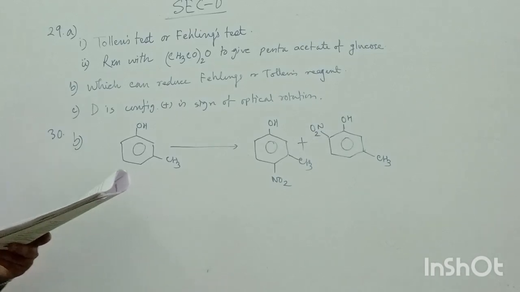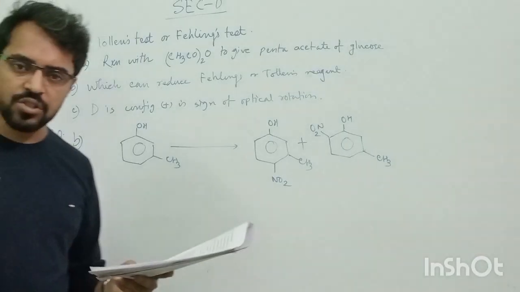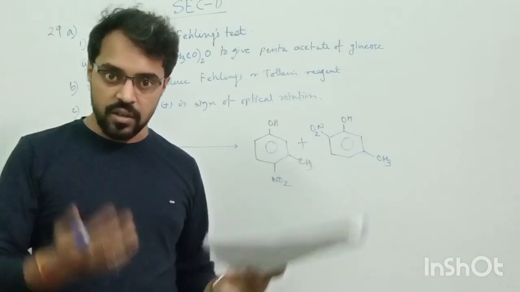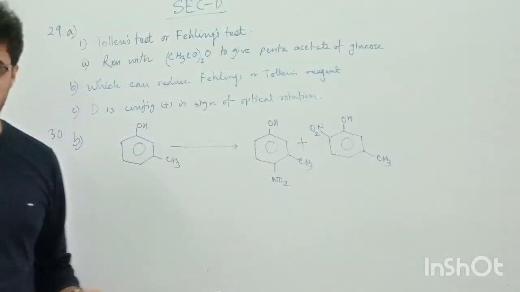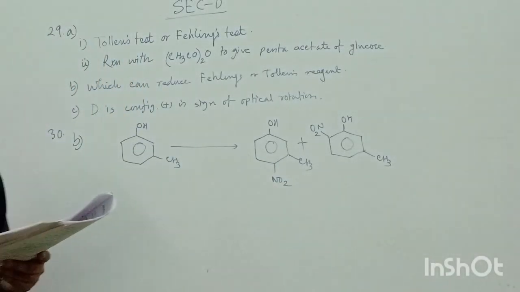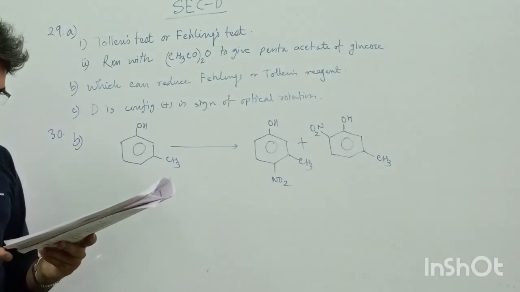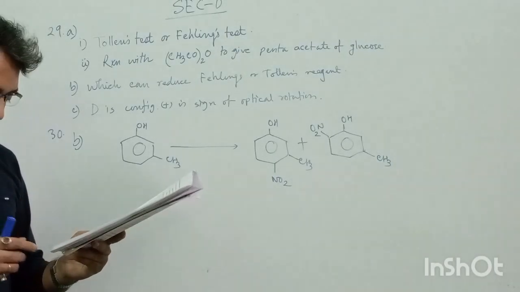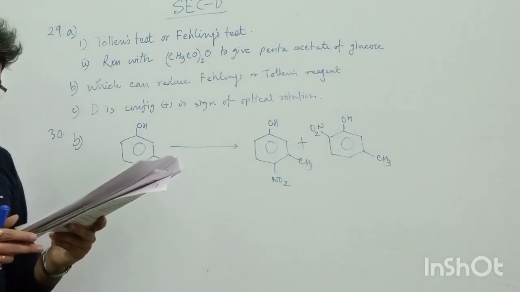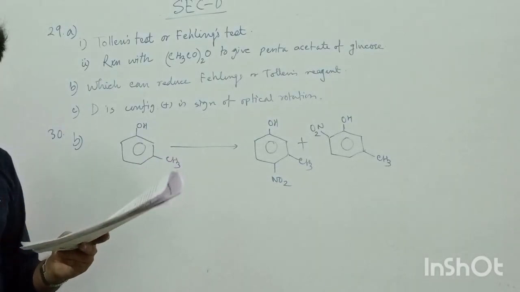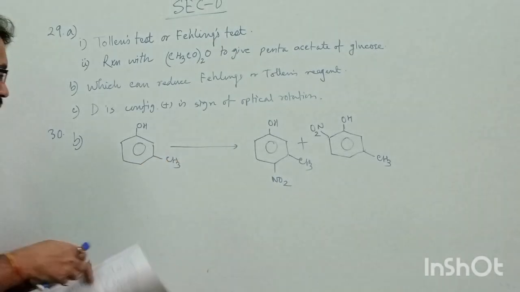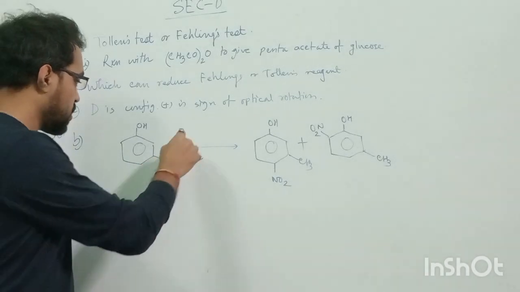Why are tertiary alcohols resistant to oxidation? Because they lack alpha hydrogen. If the alcohol lacks alpha hydrogen, it's very difficult to oxidize it. And the last question of question number 30: write the structure of the major product expected from the dinitration of 3-methylphenol. Dinitration of 3-methylphenol, nitration, right?